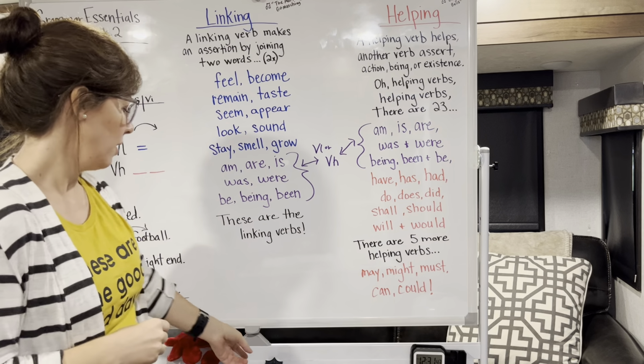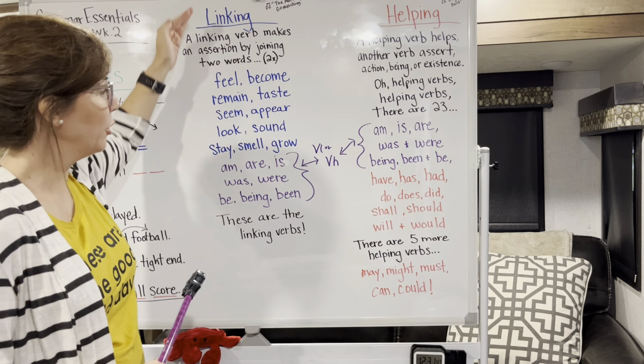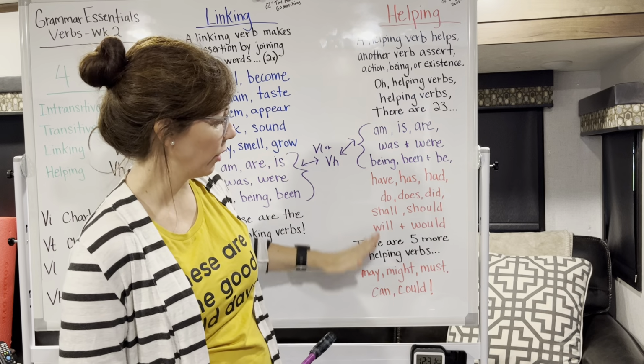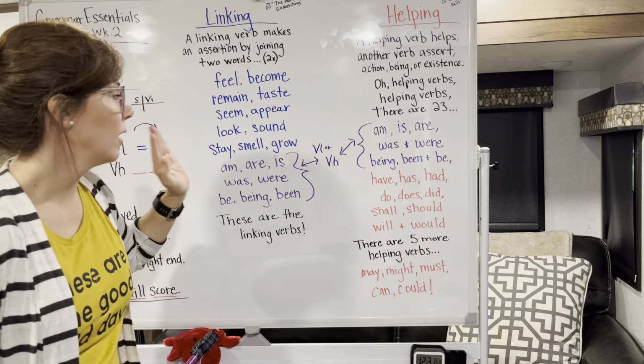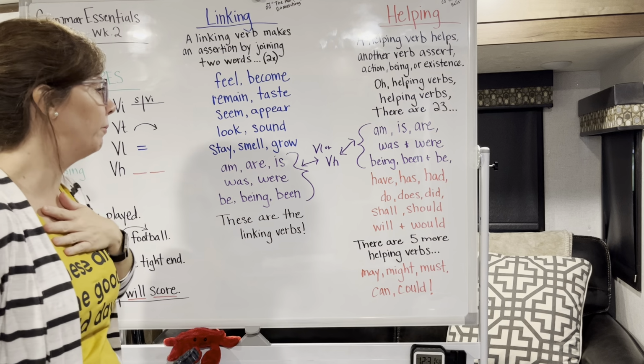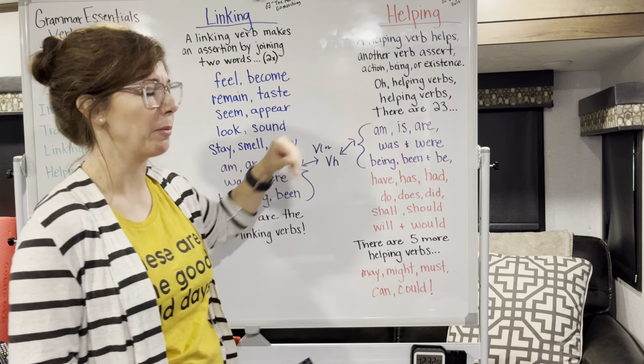If you've seen the other video, you know linking verbs are in blue, linking specific verbs. Helping specific verbs are in red. This purple, I don't know that you can tell that it's purple compared to the black. I think they both look pretty dark.